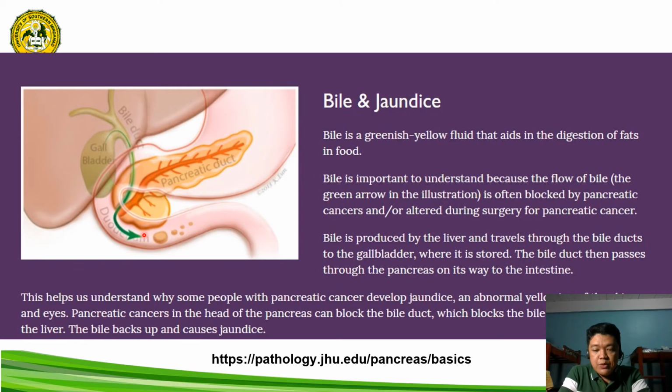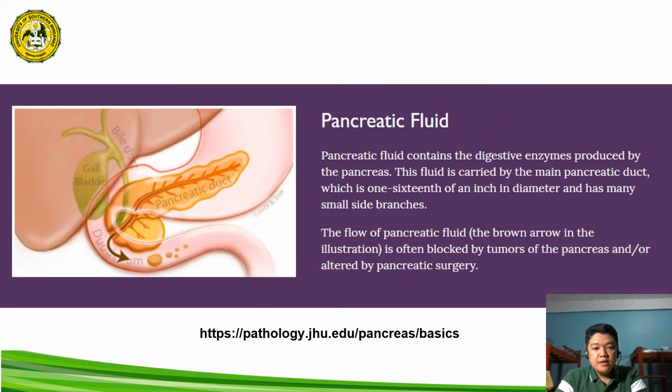So for those individuals having, for example, the presence of pancreatic cancer, there is a blockage of the transport of the bile coming from the gallbladder towards here, the duodenum, so that the digestion of fats will be hampered. And when that happens, there can be the development of jaundice.